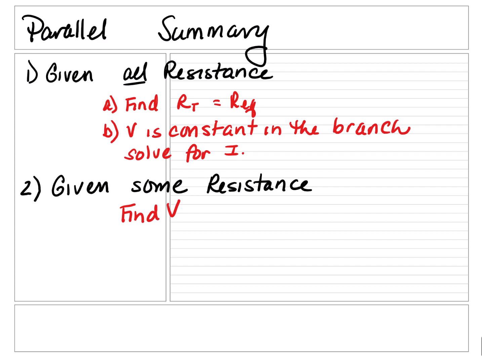Then look for voltage because voltage is constant in a parallel circuit. If you know the voltage for any of the branches, you could solve for the current using Ohm's law. If some of the resistances are given, determine the voltage. See if a voltage is given in a branch, or if current and resistance are given, so you could determine voltage using Ohm's law.